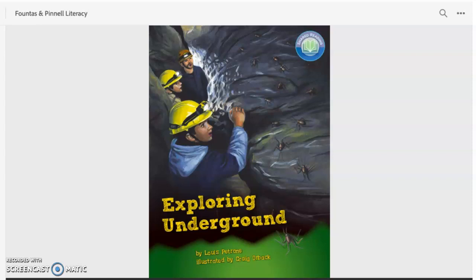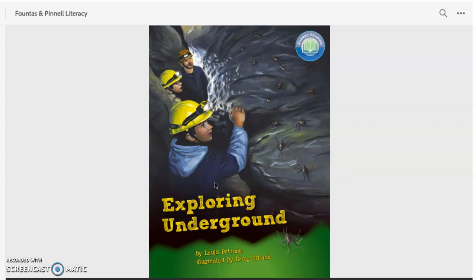Today we're going to be reading a book called Exploring Underground. This book is by Louis Patrone, illustrated by Craig Orbach. As we read this book, we are also going to be talking about text features.